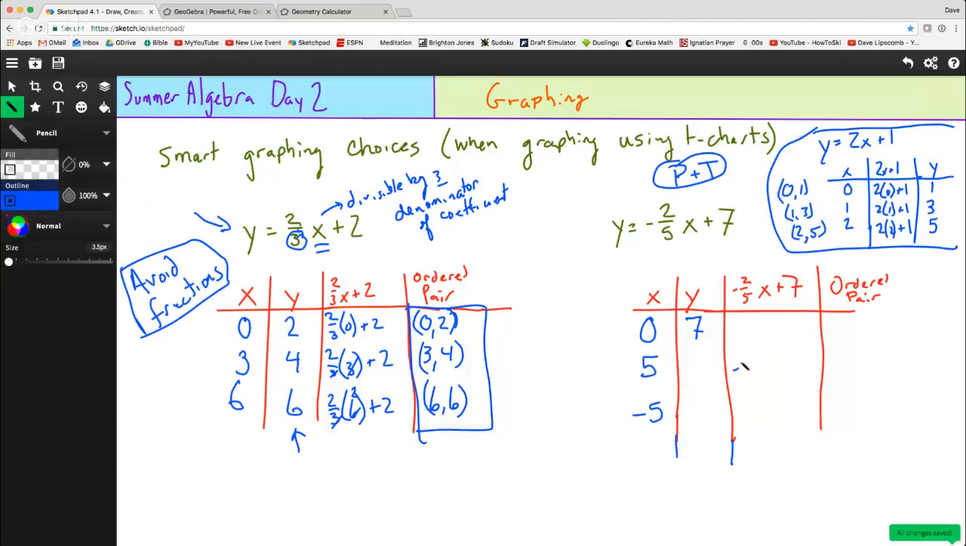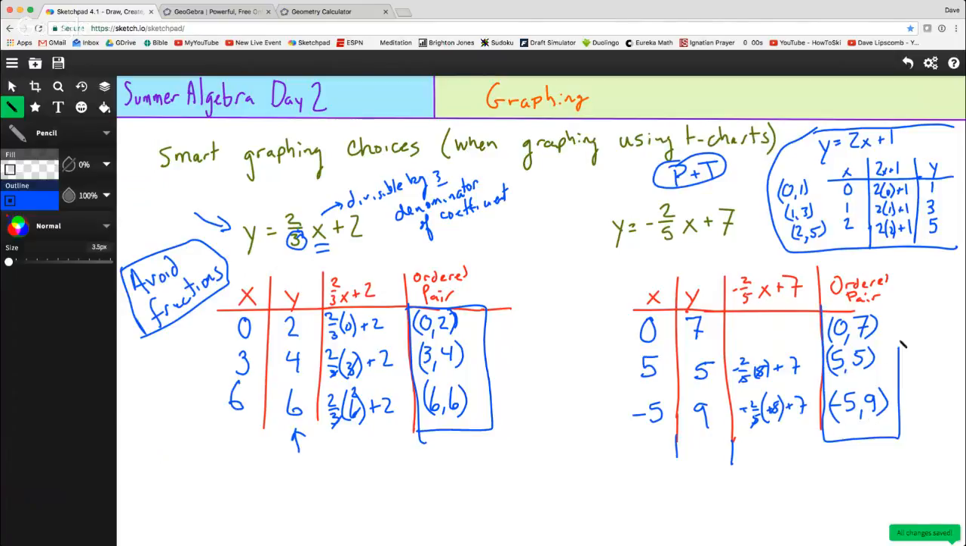So let's see. -2/5 times 5 plus 7. Well, that's -2 plus 7, or 5. My ordered pairs are (0, 7) and (5, 5). And here, I get -2/5 times -5 plus 7. My negatives cancel, and I get 9. And so (-5, 9).